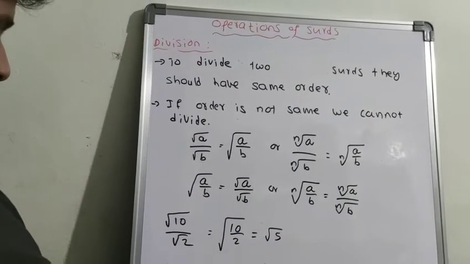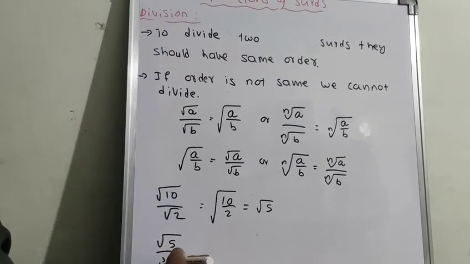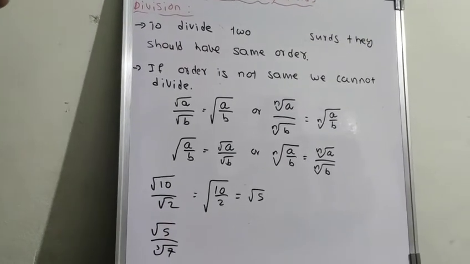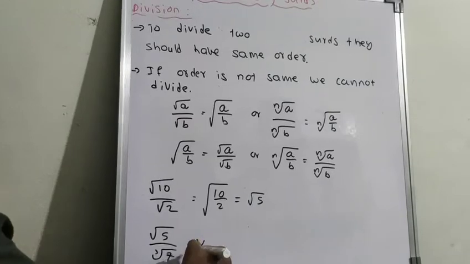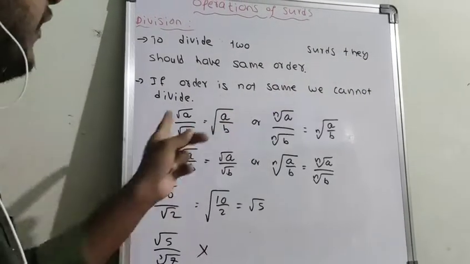5. So for example, root 5 and cube root of 7 are there. Is it possible to divide? No, it is not possible. Why? The orders are not the same. So if the order is not the same, we cannot divide.